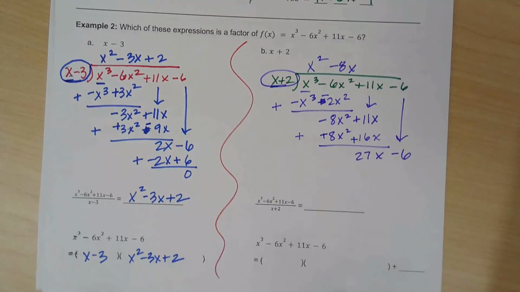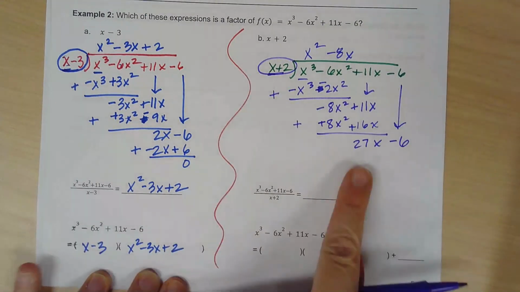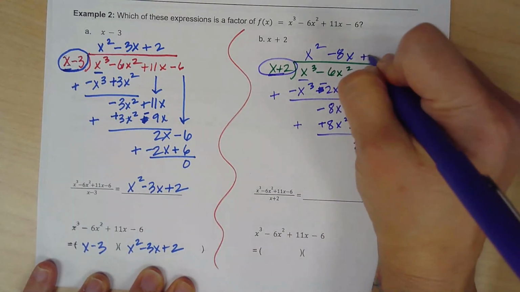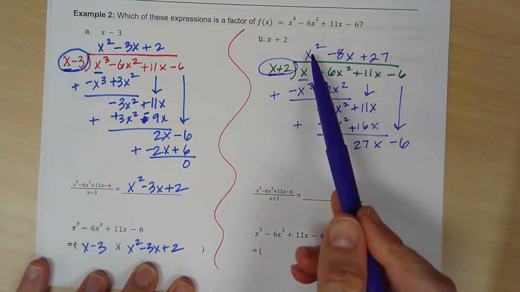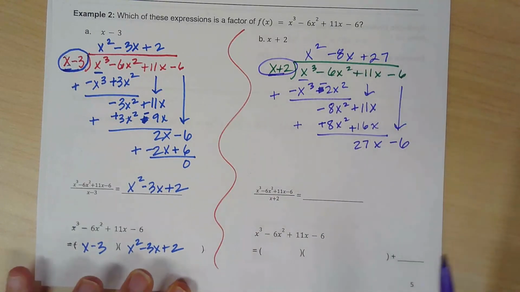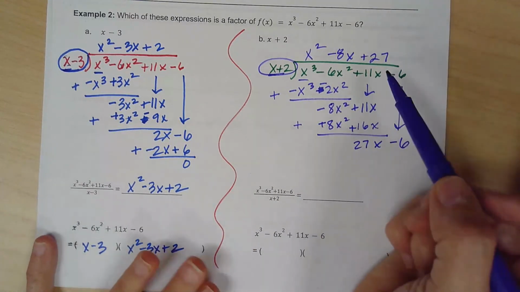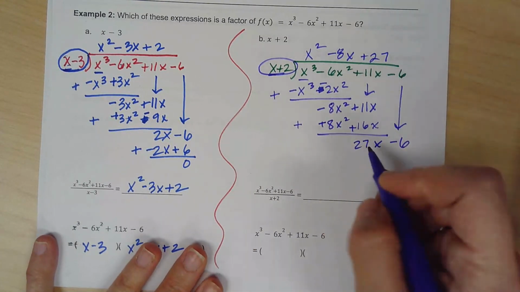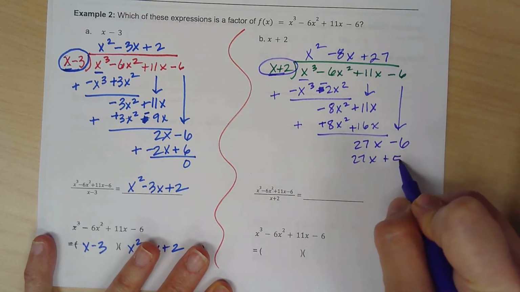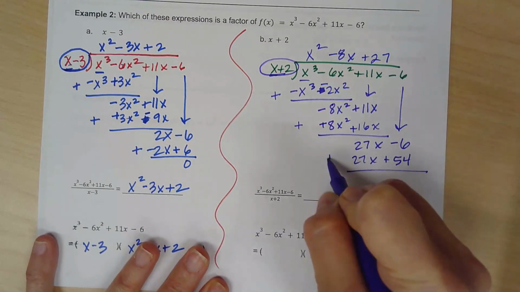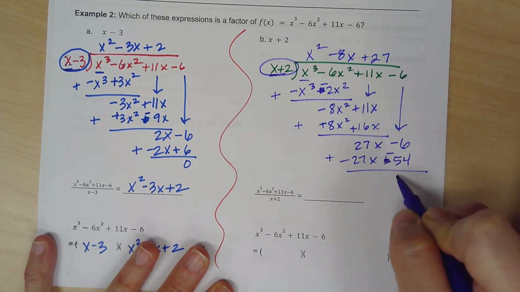I'm going to repeat the process one more time. X times what gives me 27x? 27. Notice how this is always going to go in descending order, like x squared, then x, then constant. So you're always going to have that kind of pattern. All right, 27 times x is 27x. 27 times 2 is 54. Add the opposite. I get negative 60.